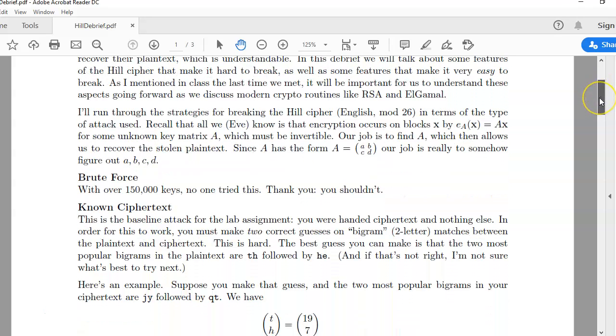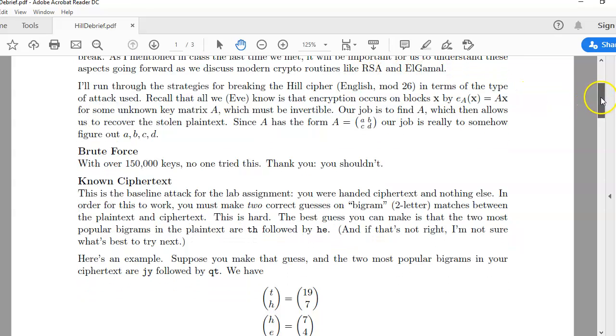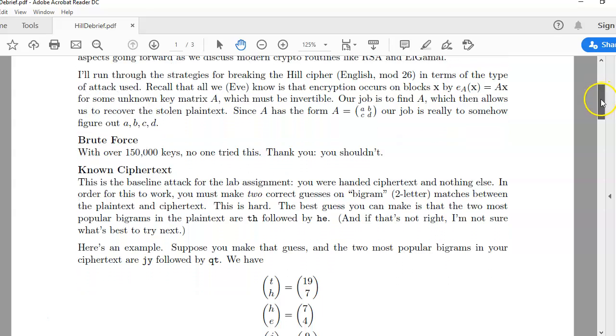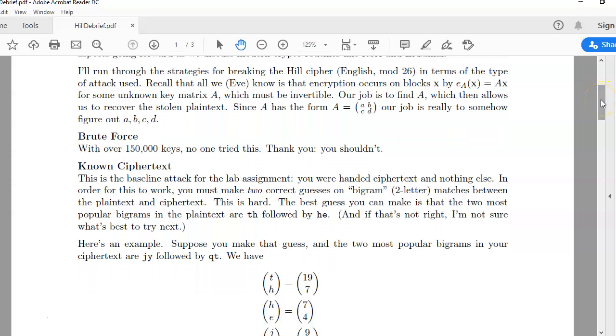And as I mentioned before we left, this is going to be important for us to understand when we start talking about modern crypto routines like RSA and ElGamal, to understand and appreciate why they're so good. So I'm going to run through the strategies for breaking the Hill cipher, and I'm going to break it down by the kind of attack that you could use.